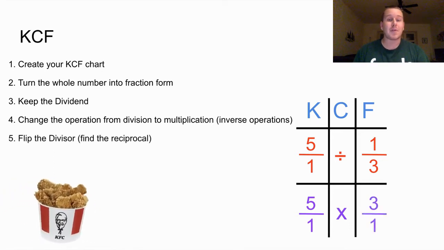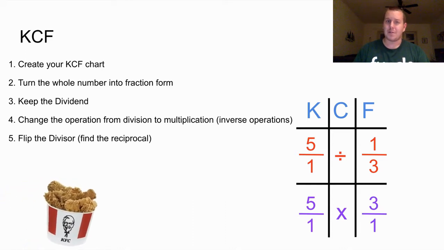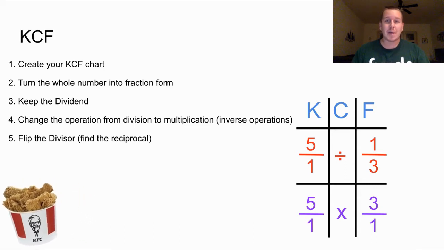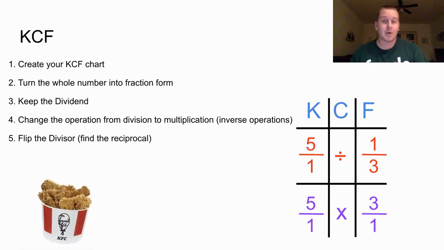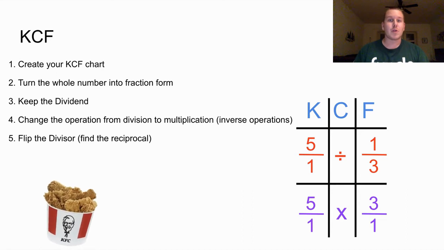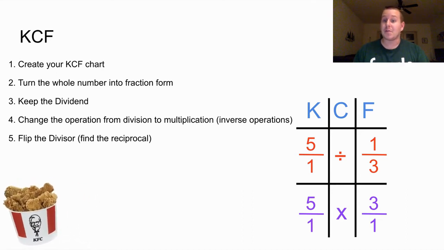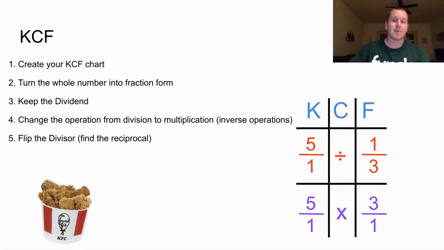Next step, we're going to flip the divisor, or in fancy terms, find the reciprocal. And a reciprocal is just basically an opposite. The opposite of 1/3 would be 3/1. We switched the numerator and the denominator. So we flipped the divisor, or the second number in a division problem.